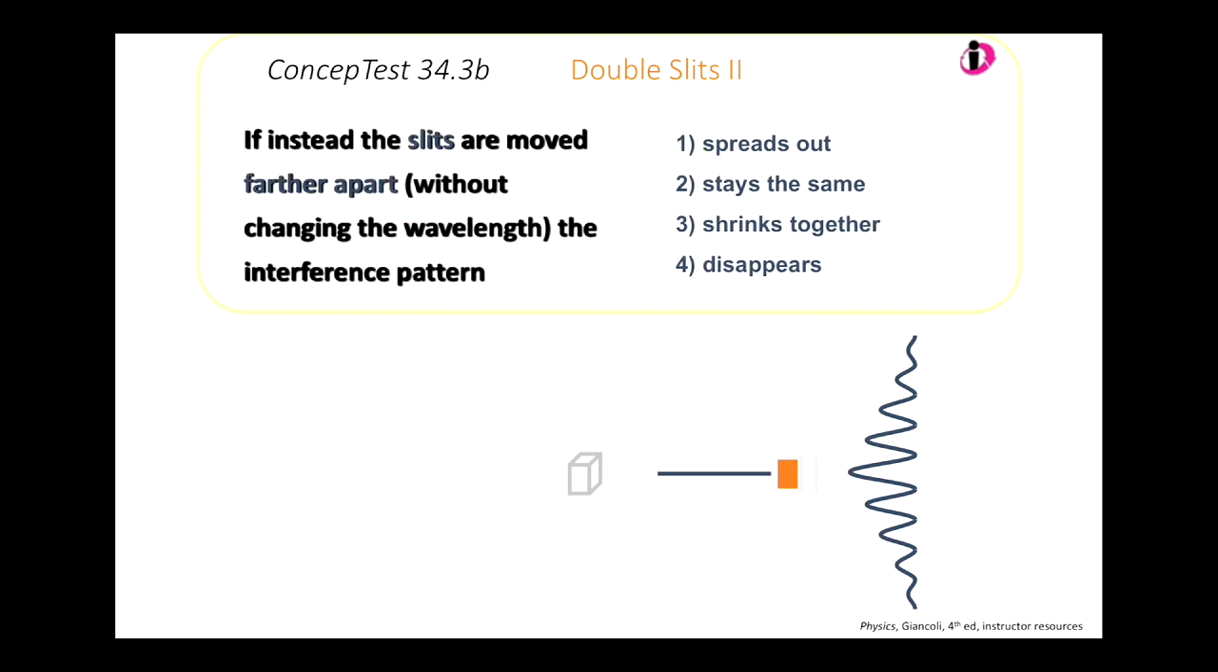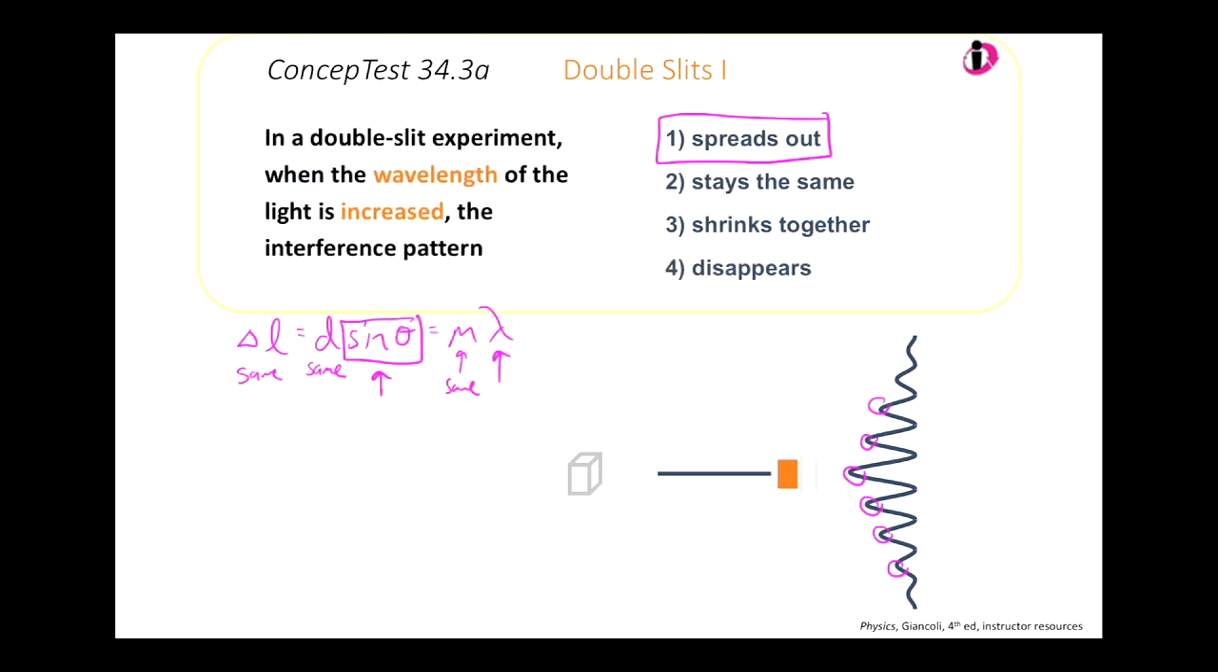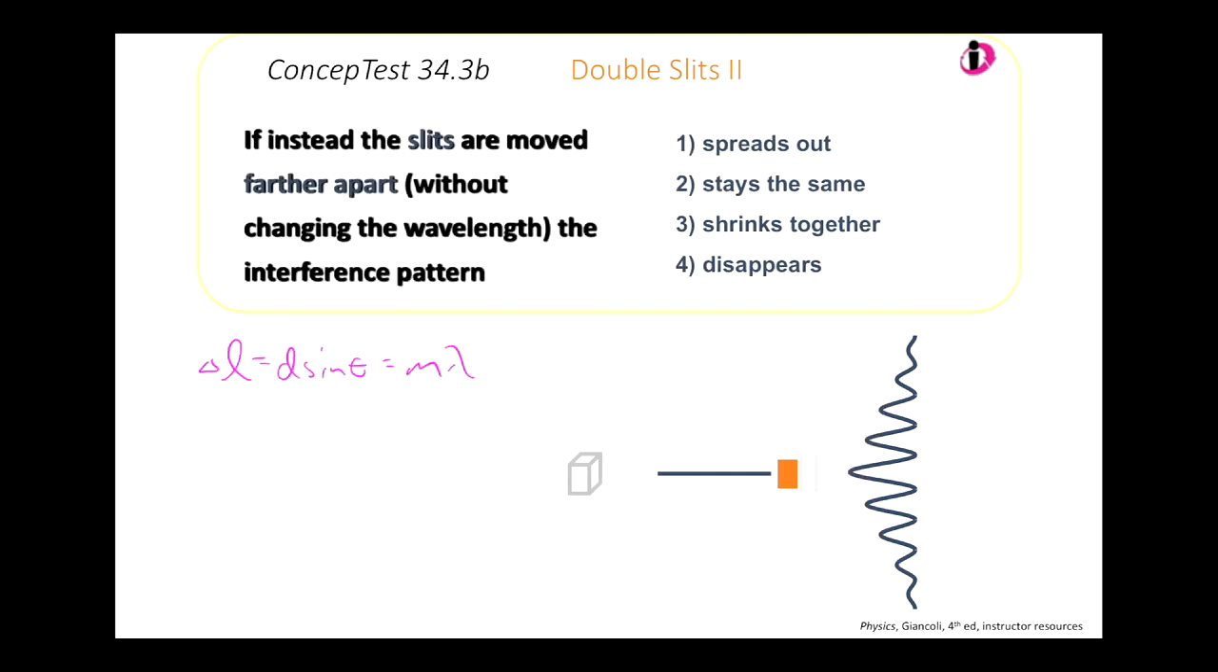Let's do one more of these. Number one. Things are missing on this. Don't you agree? Were those missing on the last one? Stuff is supposed to be there that you can't really see, but you get the idea. You can understand from the words. If the slits are moved farther apart without changing the wavelength, what happens to the interference pattern?